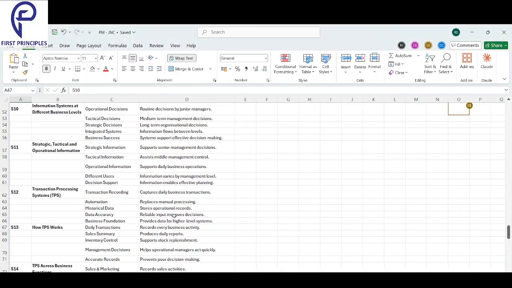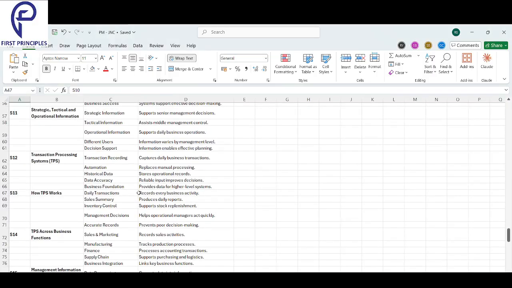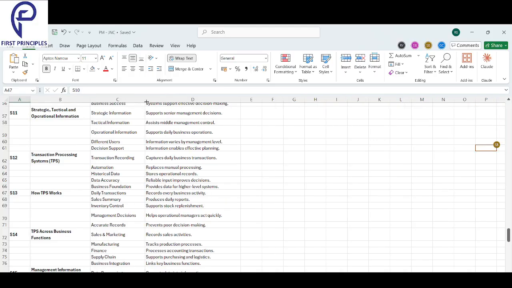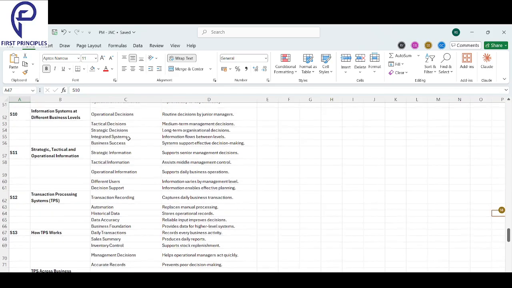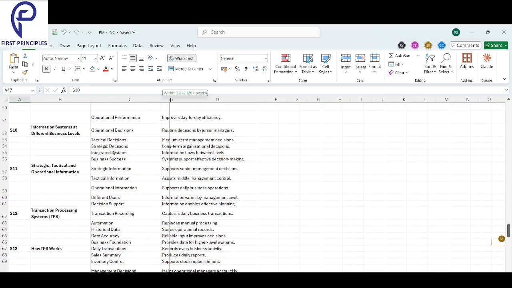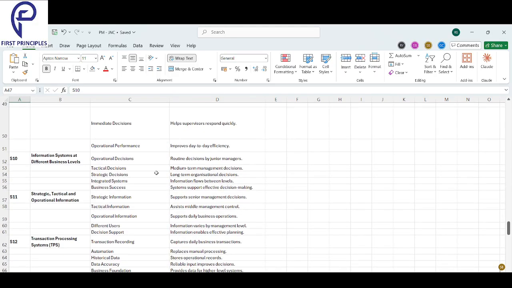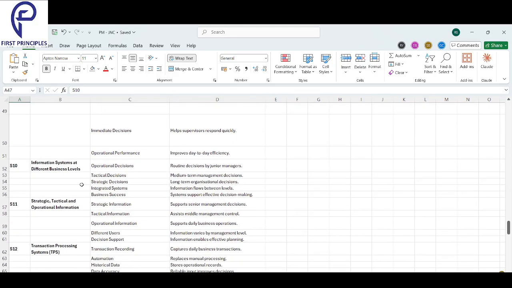Okay, let's go. So starting off with this, we have 36 on this. We'll just finish half of it and we are done. Strategic, tactical and operational information. So what do you mean by each of them? You have different information needs at different levels.